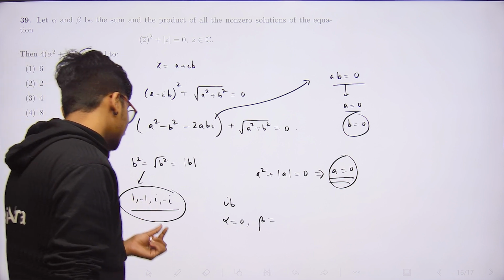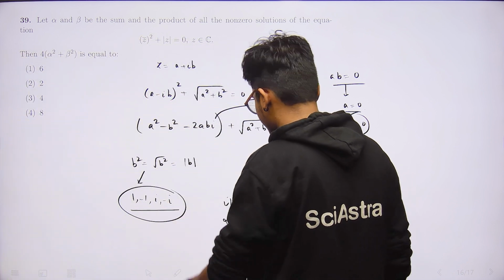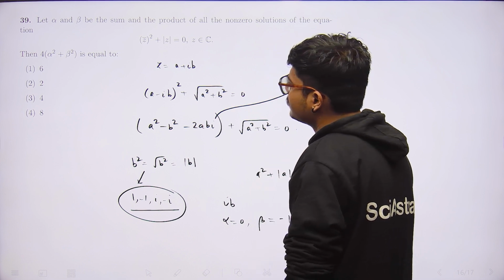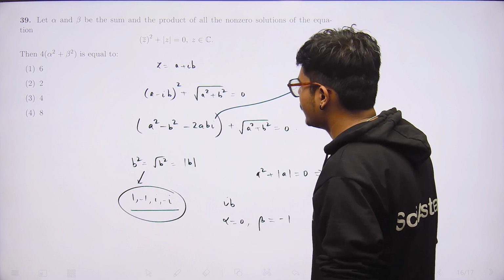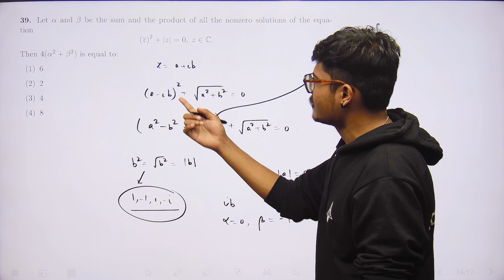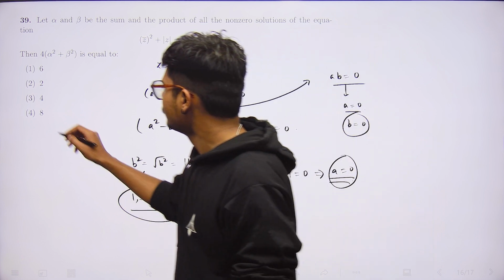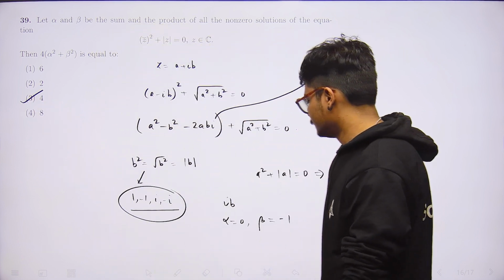So product में क्या आ जा रहा है? This becomes, this is basically iota square, so minus 1 आ रहा है, right? So this is beta, right? So beta square की value आ जाएगी 1, alpha square is equal to 0, so this final answer should be just 4, right? ये 4 आ गया, okay?